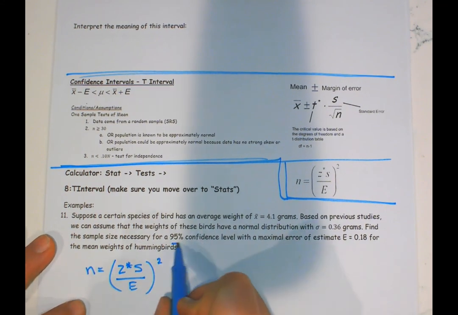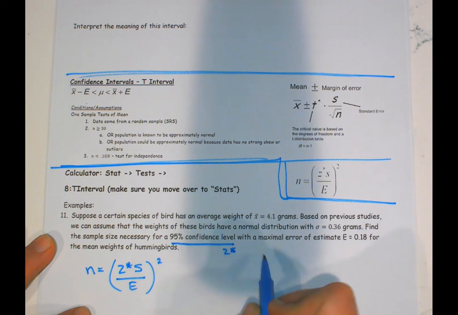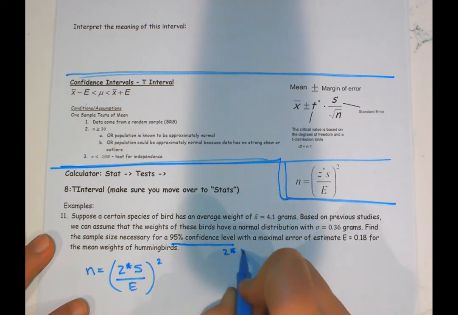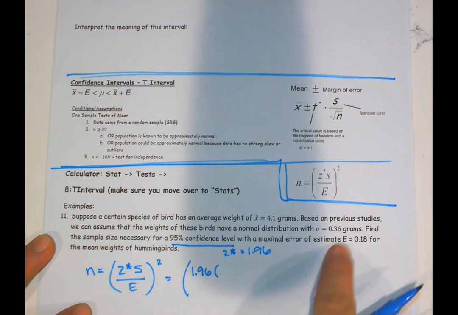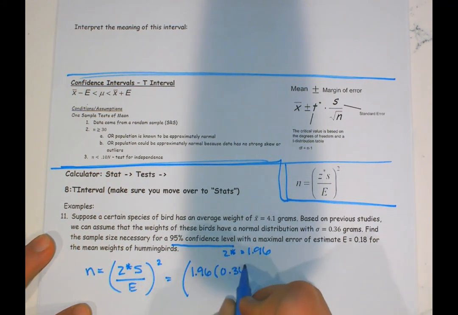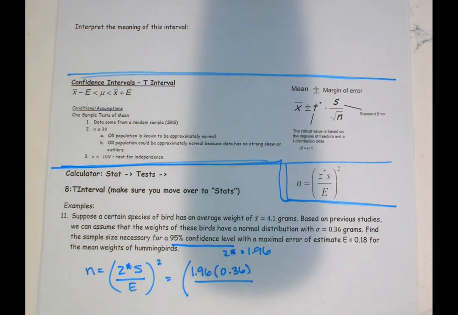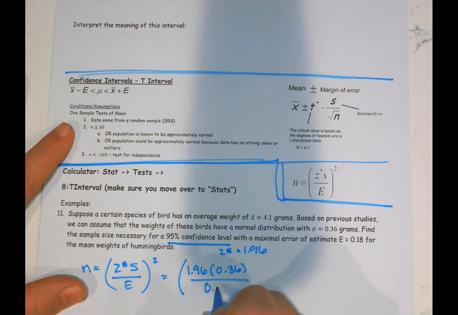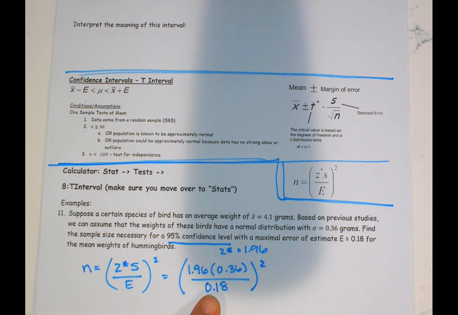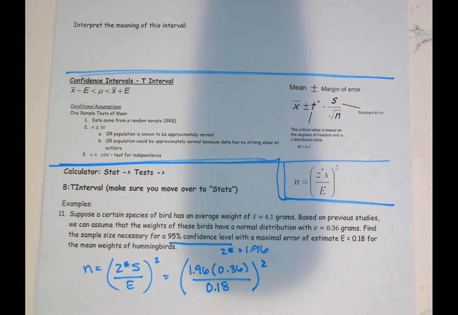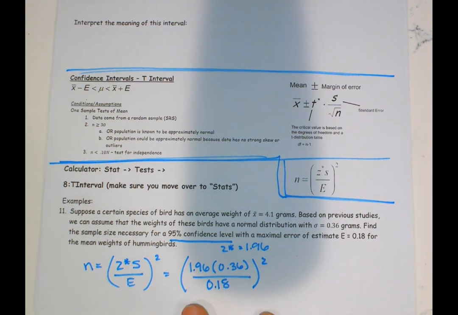Since I want to be 95% confident, my critical value z is 1.96. My standard deviation for this problem is 0.36. And then our error has nothing to do with a proportion or a percent. So in a t-interval problem, we just take the error for whatever it is. In this case, our error is 0.18. But even if our error was a whole number, let's say it was 12, we would still just use the value 12 here. In a t-interval, we're not looking at percents or proportions. We're just looking at the value of the number.